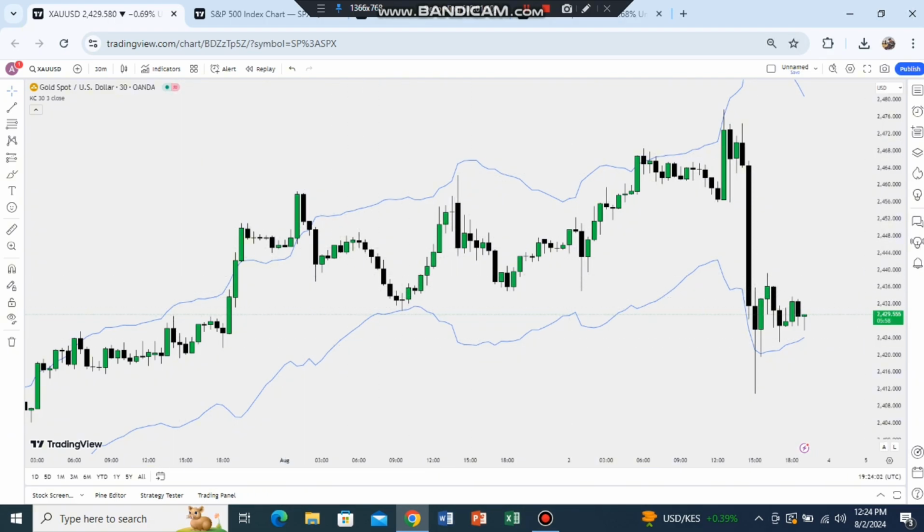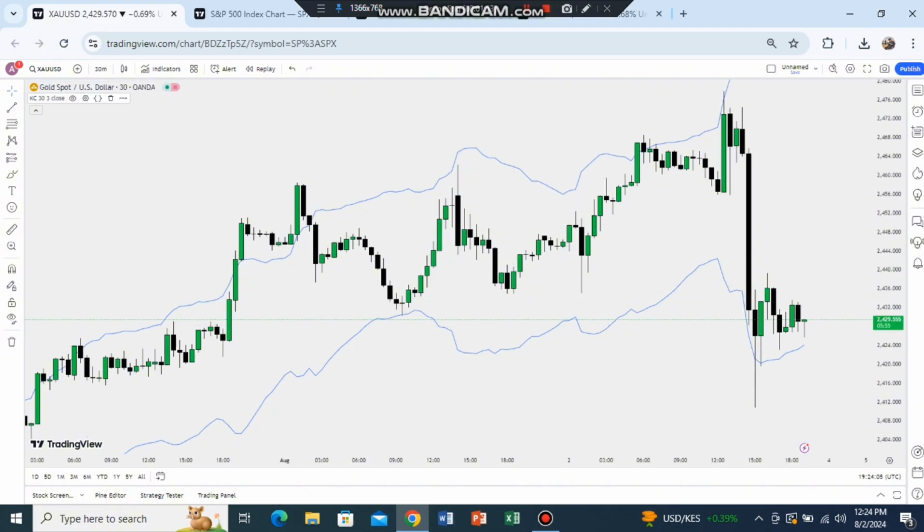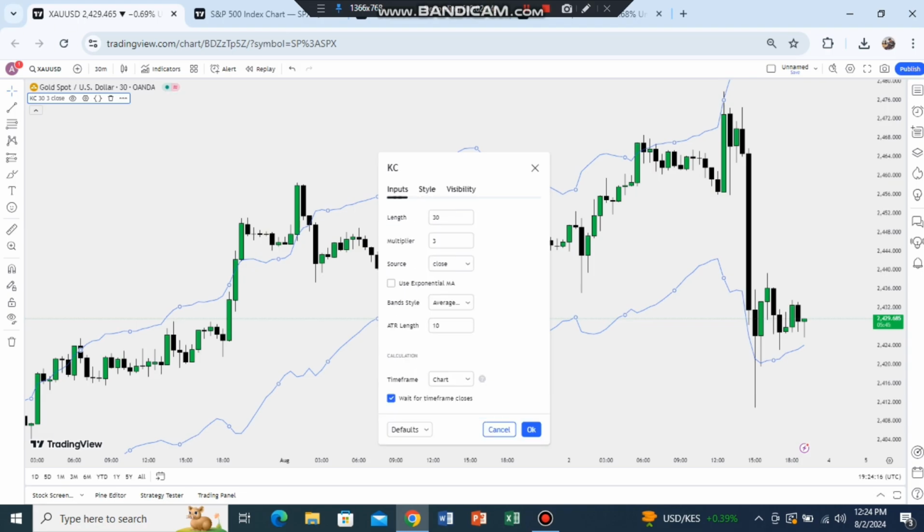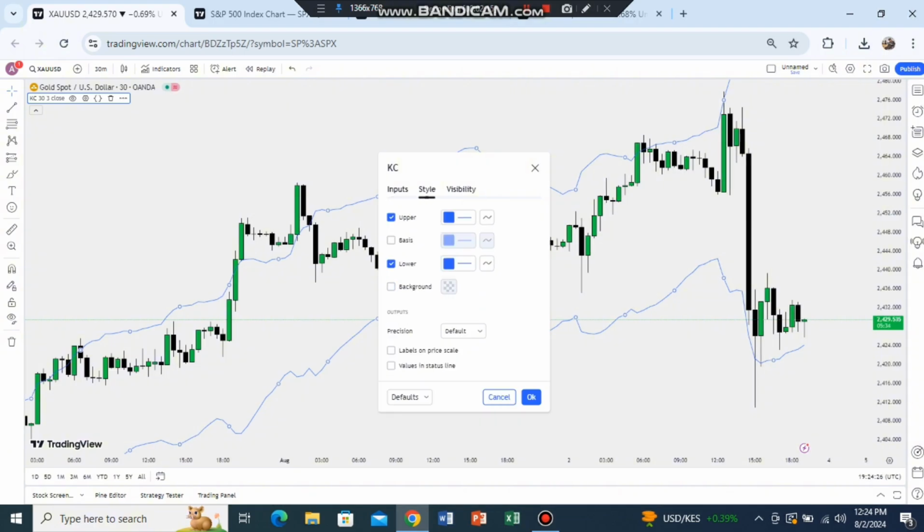So how this strategy works. First, what you have to do is you have to put this indicator on this chart, which is called KC30, okay? And you have to make some small changes to it. You have to increase the length from 20 to 30, and you should increase this from 2 to 3, okay? Also, you will untick this one, and you can remove this basis, okay? And also remove the background, or you can apply it if you want.